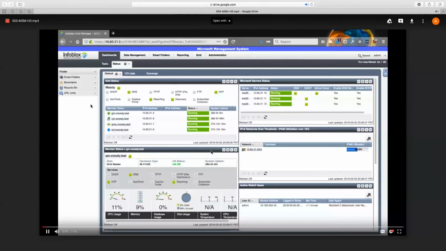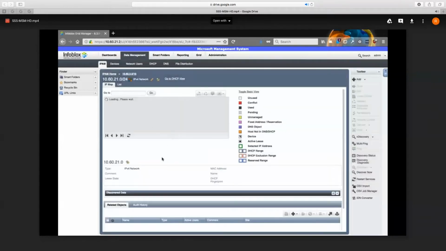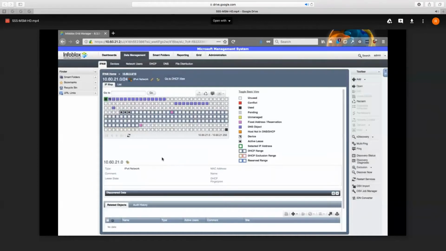Here we have a grid with Microsoft Management enabled. We have 4 grid members, a GM, GMC, reporting, and a network discovery. We also have 3 Microsoft servers, Active Directory, DNS, and 2 DHCP servers. We have a single network which is managed by Microsoft. It's supplying both DNS and DHCP. It's authoritative for both. And we are syncing this across from the Microsoft servers.